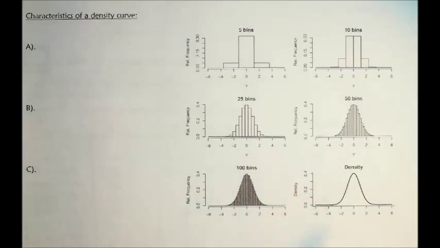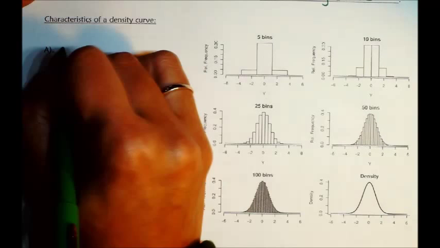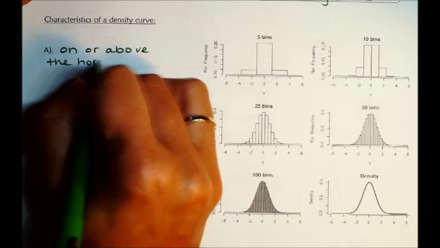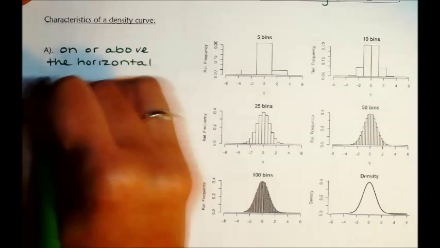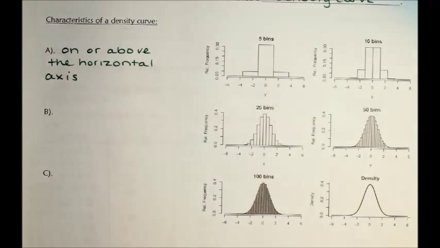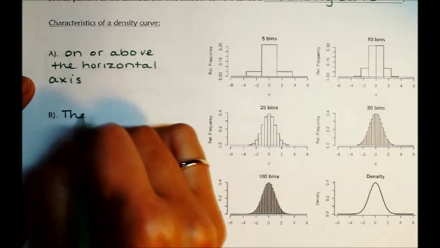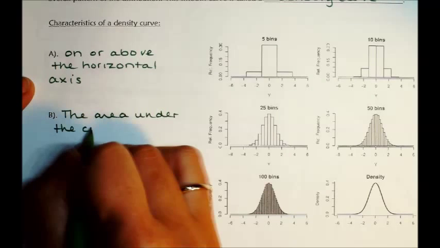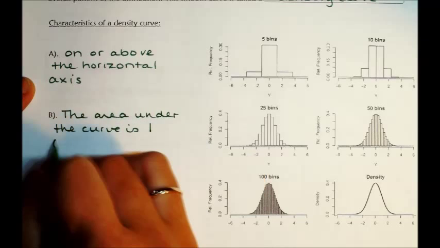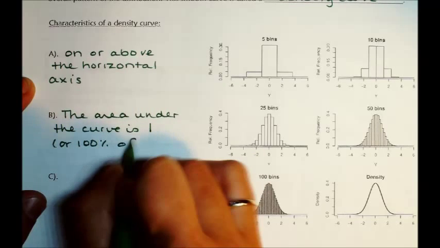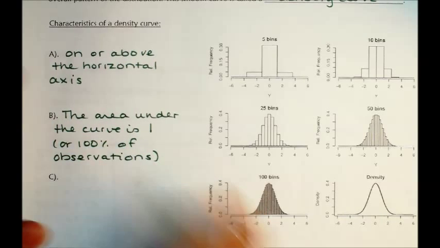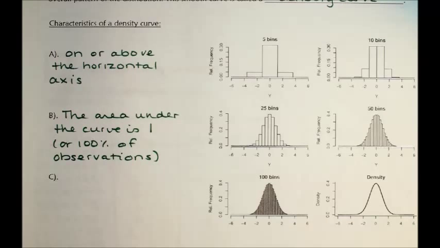The first one is that it is on or above the horizontal axis. It will never intersect the axis or go below. The other characteristic is that the area underneath this curve is going to add up to 100%. The last characteristic is that this describes the overall pattern.